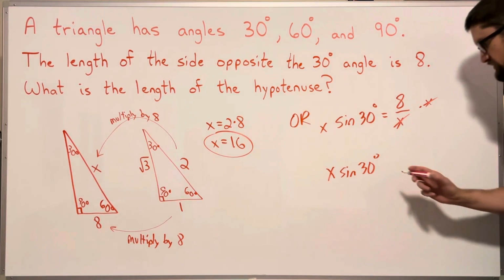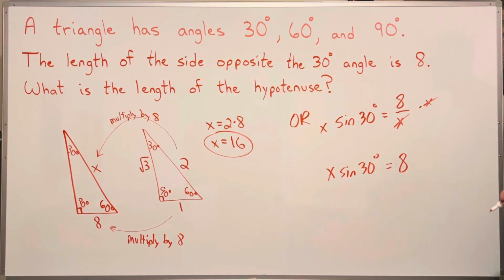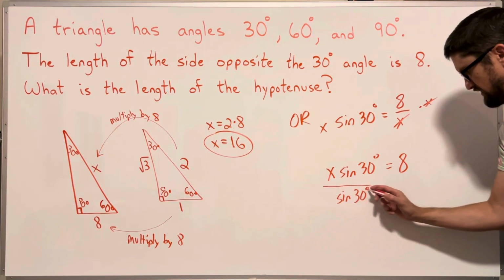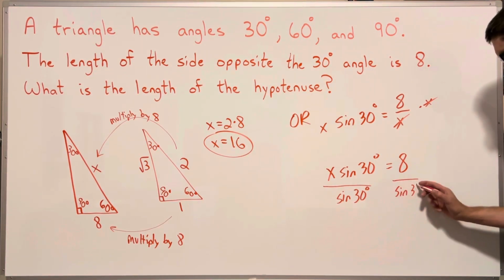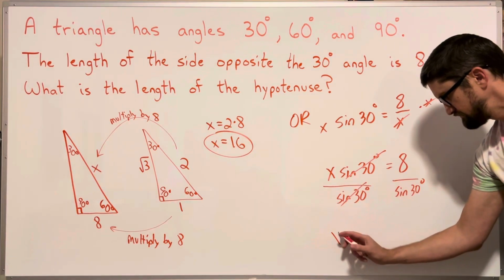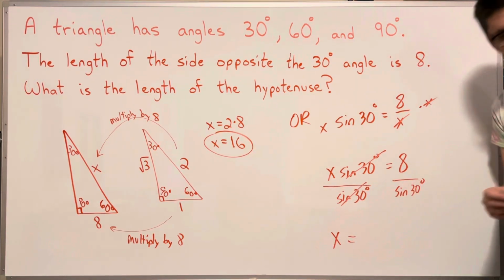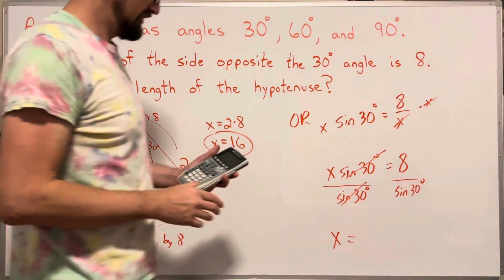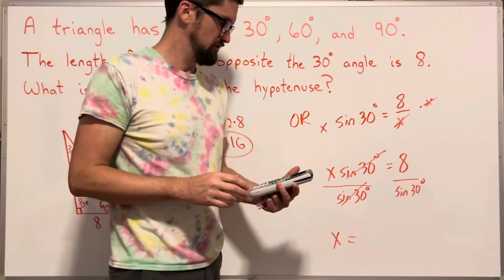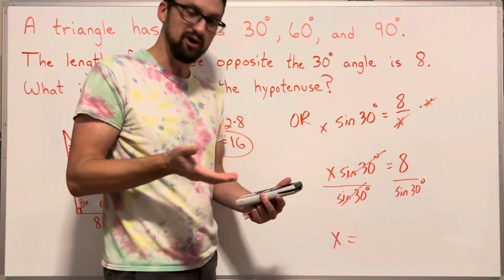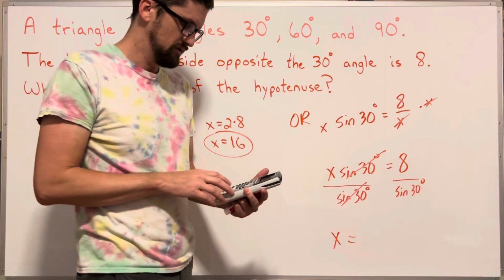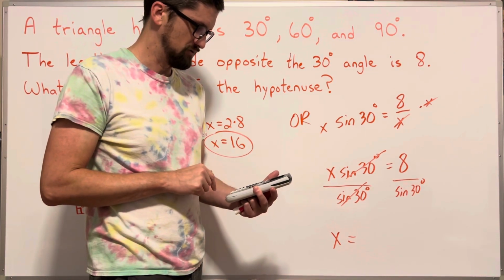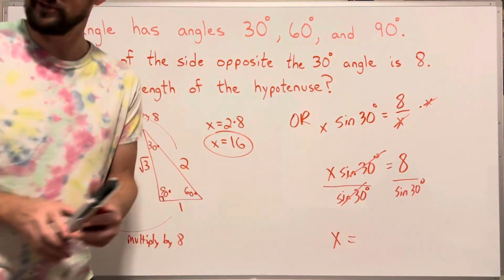These x's cancel, and you get 8 on the right-hand side, and then to solve for x, you divide both sides by the sine of 30 degrees. So of course, you would need a calculator to do this. Make sure your calculator is in degree mode. There's usually a radian mode and a degree mode. So I'm going to do 8 divided by sine of 30. And you get the same thing, 16.